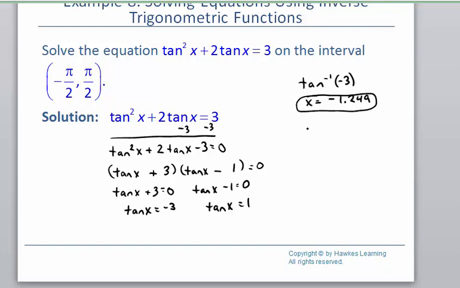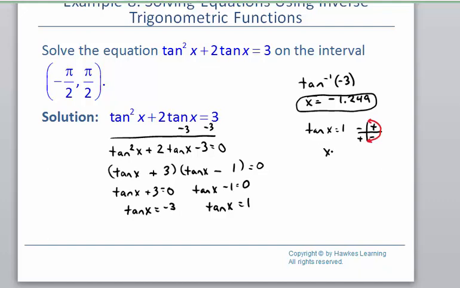The other solution is going to come from tangent x is equal to 1. And so we know that the tangent is positive in the first quadrant and also in the third quadrant. So we'll have a first quadrant answer. We would also normally have a third quadrant answer, except that we are told that we only want to look on the interval from negative pi over 2 to pi over 2. So pi over 2 would take me here, negative pi over 2 would take me here, and so I really just want to focus on the first and fourth quadrant. Since tangent is negative in the fourth quadrant, there will be no solution from the fourth quadrant, and so we'll just look at our first quadrant answer.